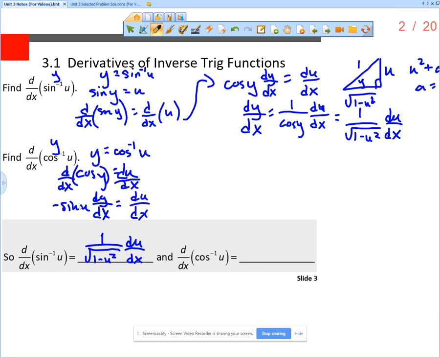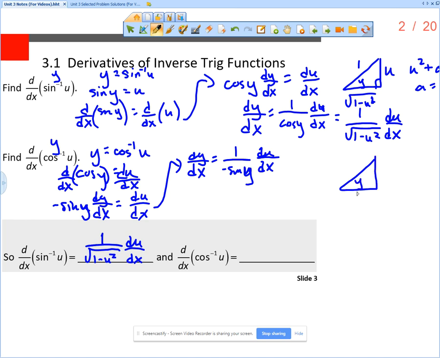So now, once again, I want to solve for dy dx. So what is dy dx? Well, dy dx would be 1 over negative sine of y, sorry, that should be the sine of y over there, and 1 over the sine of y du dx on the right side. All right, so now, just like we did a minute ago, we're going to draw a right triangle to figure out what the sine of y is.